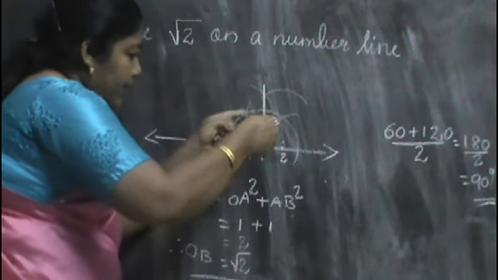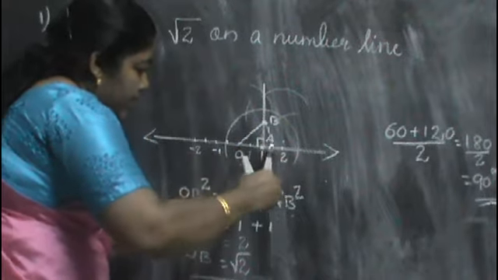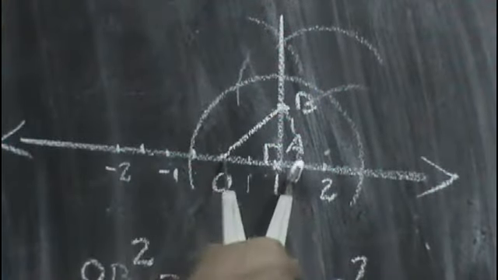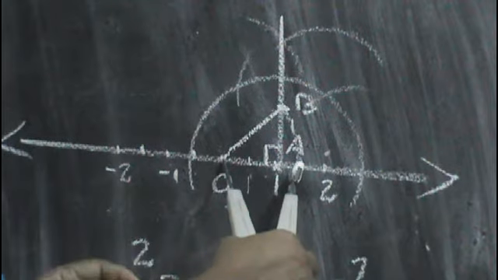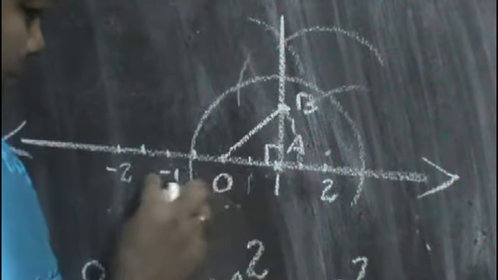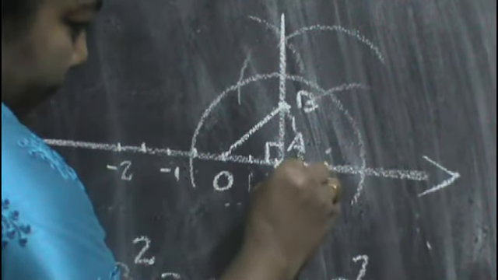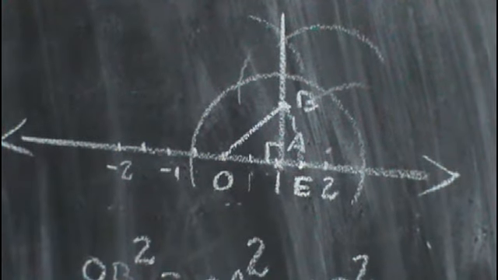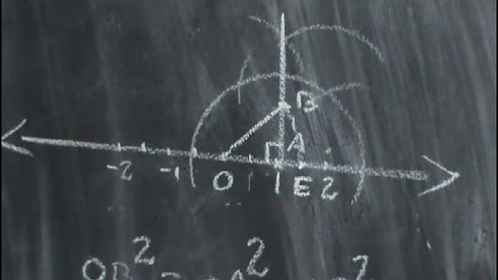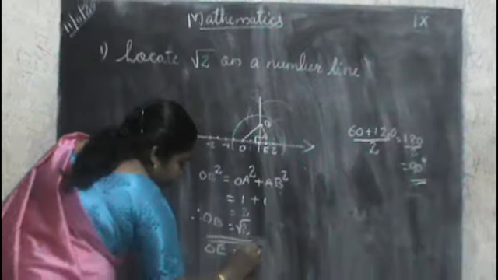Now, taking OB as radius, draw a circle like this. Then that arc intersects the number line at the point E. Now OE represents root 2.